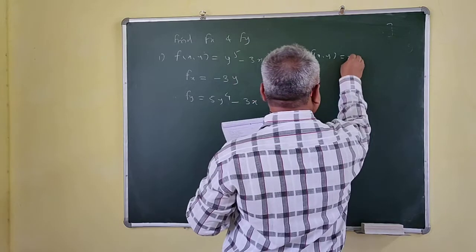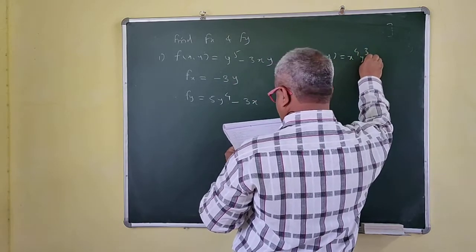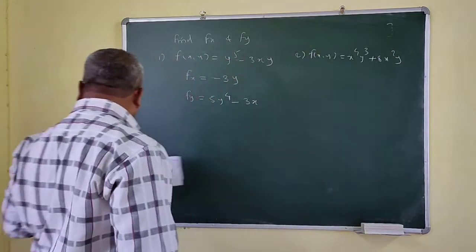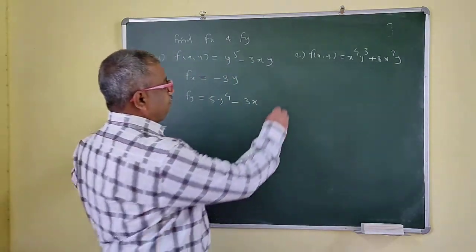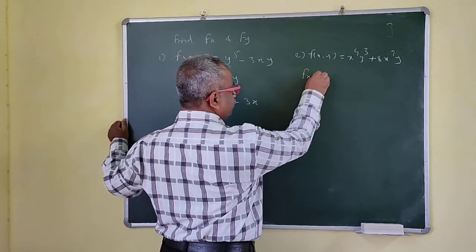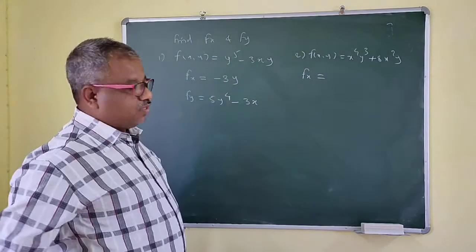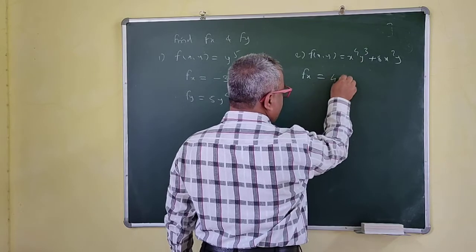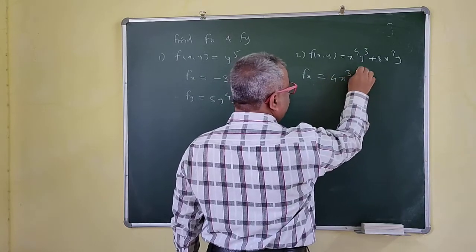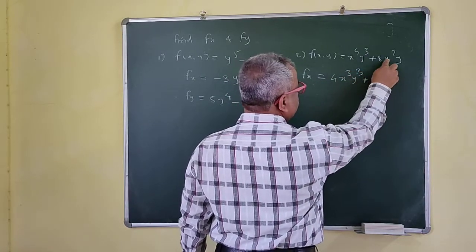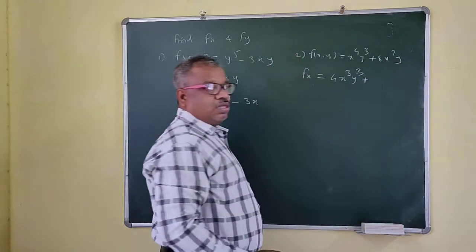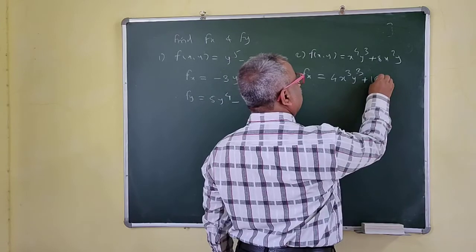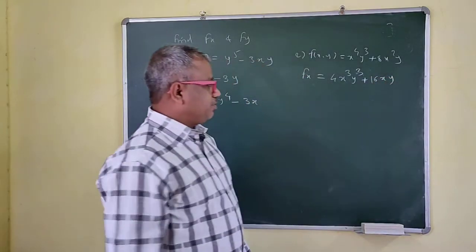So second, f of xy is equal to x to the power 4 y cube plus 8x square y. Okay, now we differentiate this. Fx. Your y is constant, so this y cube is constant. Derivative of x to the power 4 is 4x cube. Y cube is as it is. Plus derivative of 8x square is 16x, and your y will be as it is.